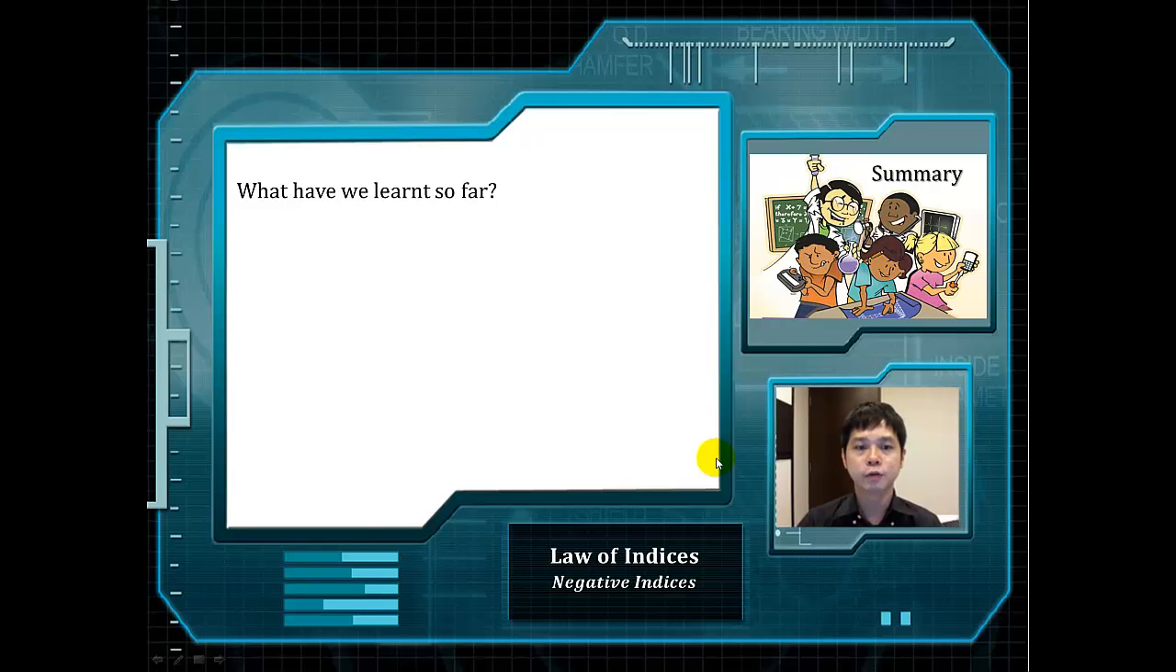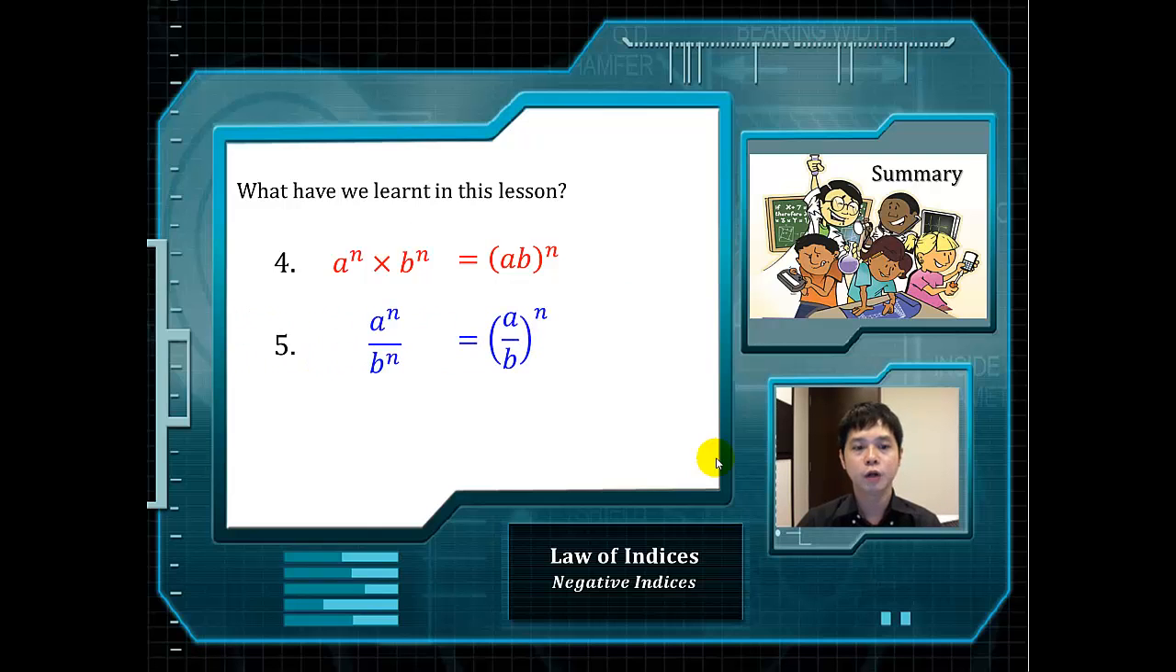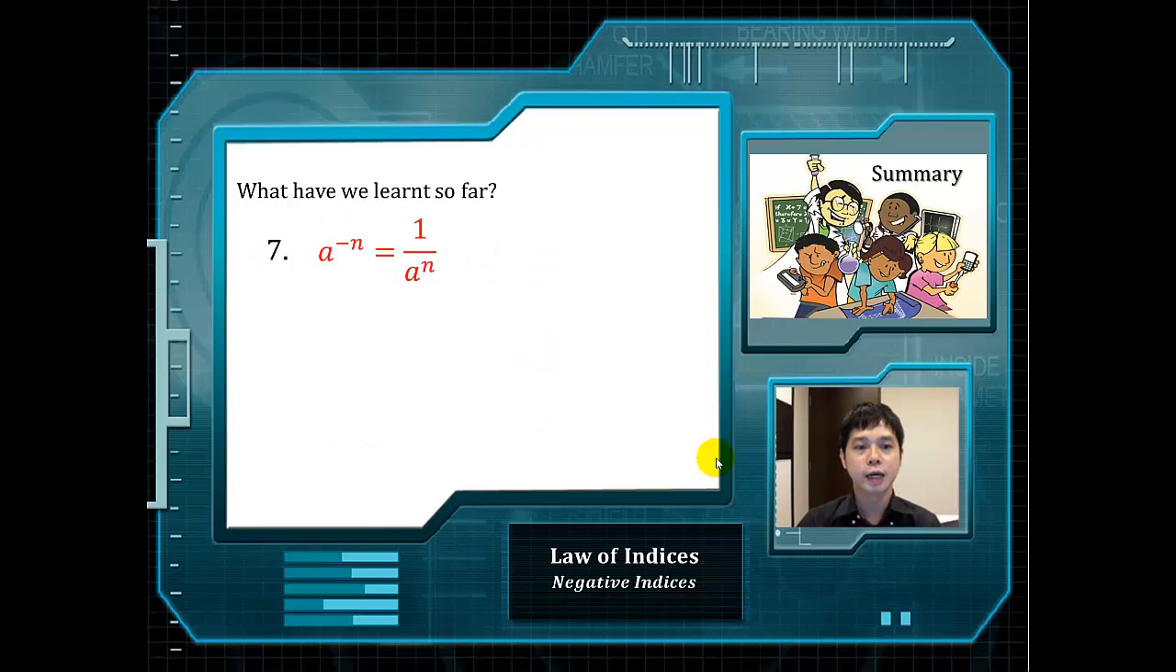So what have we learned so far? We have learned the first 3 laws of indices with the same base, the next 2 laws of indices with the same powers, the 0 law of indices, and for this lesson, we have learned about the negative law of indices, where a to the power of negative n is equal to 1 over a to the power of n. That's the end for this video. In the next video, we will learn more about fractional indices.